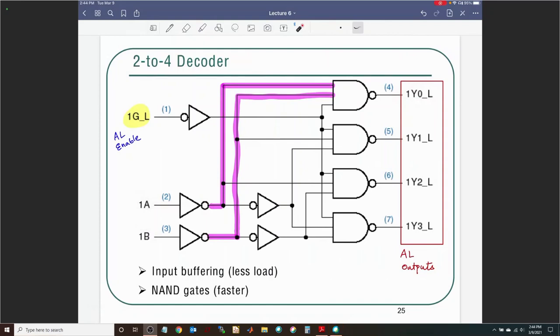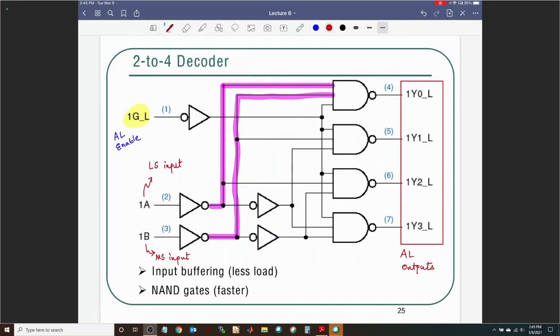Maybe I move to the next one, Y1_L. Y1_L still depends on B complement, but now it depends on A. So A changed, but B didn't change. Which one changed faster as we went down this list? A changed faster, right? A changed first. So A should be least significant. You guys see how to do this? A is the least significant input, and B is the most significant input.